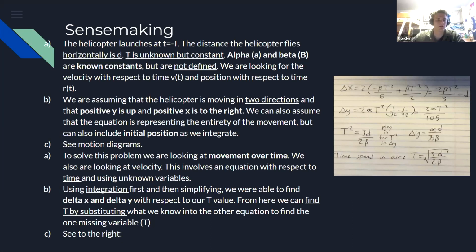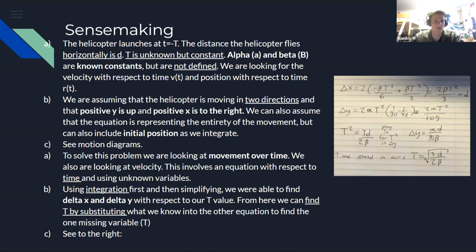We know the distance the helicopter flies horizontally is d, and T is an unknown but constant. From there, alpha and beta are known constants, but not defined. We are looking for the velocity with respect to time and position with respect to time. We're assuming the helicopter is moving in 2 dimensions, with positive y being up and positive x being to the right.